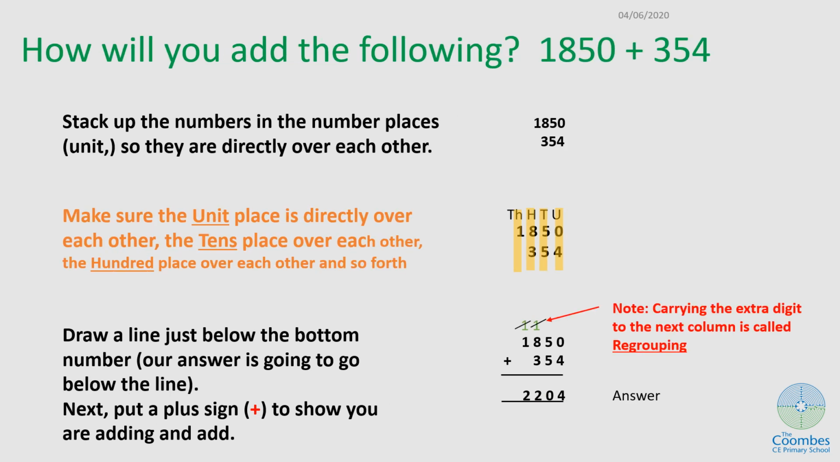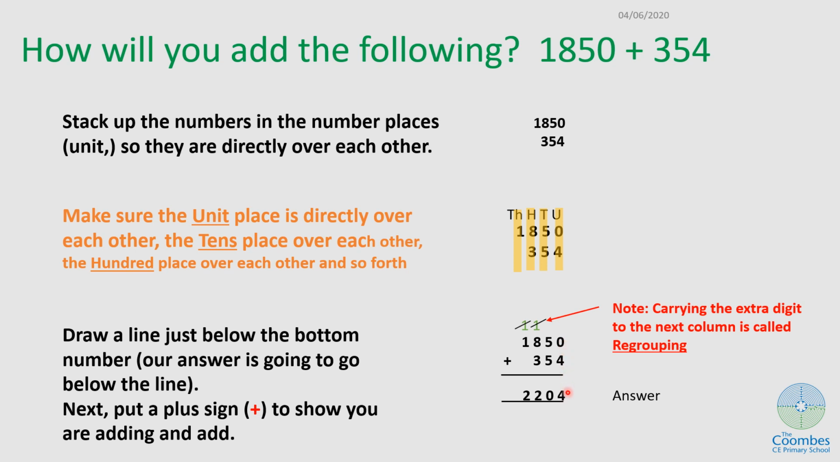Now this is our second example. It's a 4-digit number added to a 3-digit number. First again, let me stack up the numbers in columns, making sure the units, the tens, the hundreds, and the thousands columns are lined up. And the third step is draw a line under them and please write a plus so you know that you are adding. Now we can add vertically.